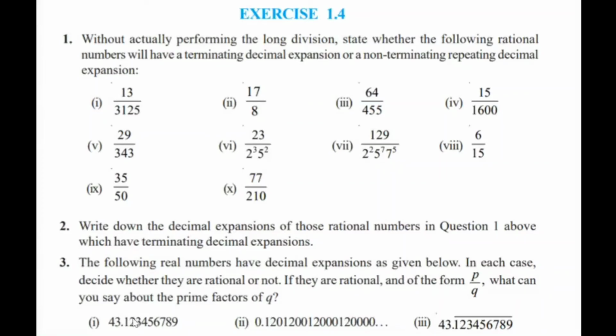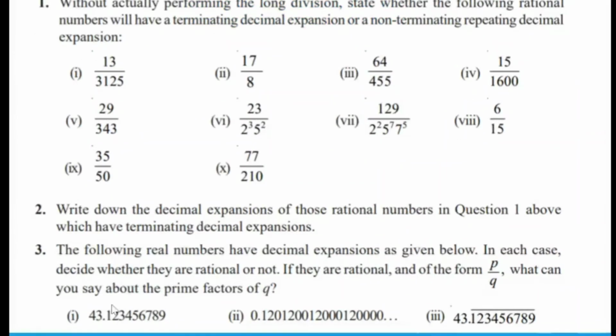Let us take up the third question. I need to decide whether they are rational or not. If they are rational and of the form P upon Q, what can you say about the prime factors of Q? So this is what? This is a terminating decimal number. Whenever it is a terminating decimal number, I know that it can be expressed in the form of P upon Q, where P and Q are co-prime, and Q can be written in the form of 2 raised to the power of m into 5 raised to the power of n, where m and n are non-negative integers.